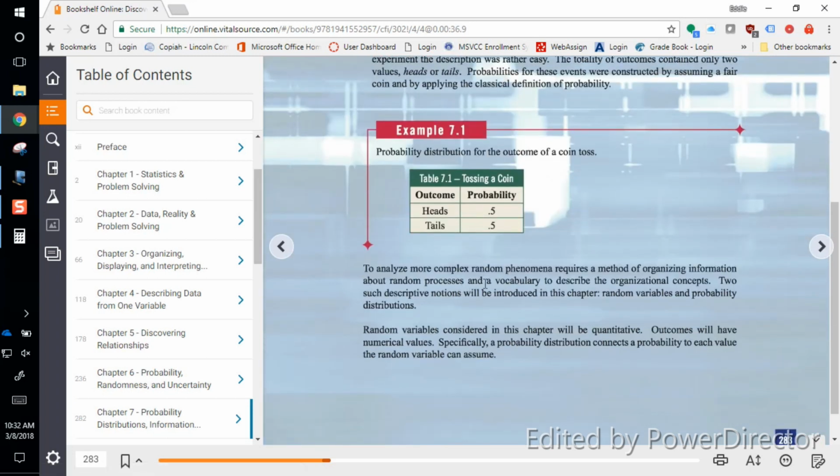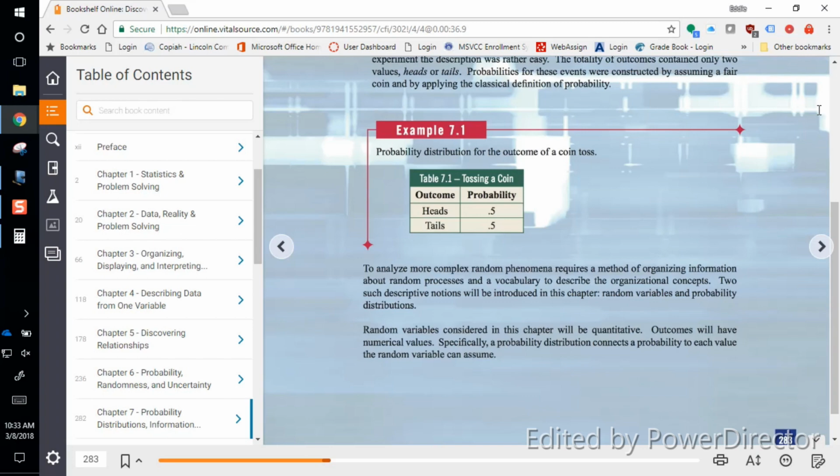To analyze more complex random phenomena requires a method of organizing information about random processes and a vocabulary to describe organizational concepts. Two such descriptions will be introduced in this chapter: random variables and probability distributions. Random variables considered in this chapter will always be quantitative. Outcomes will have numerical answers. Specifically, a probability distribution connects a probability to each value the random variable can assume.